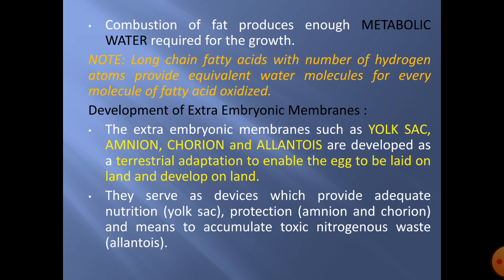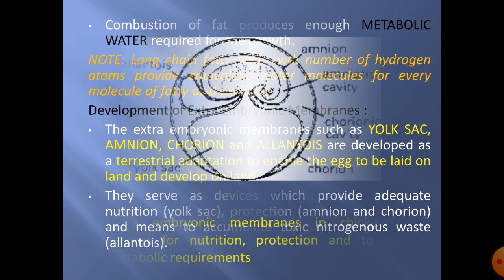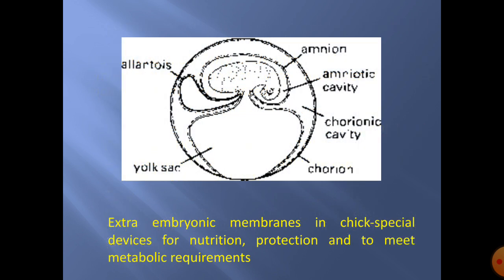For example, the yolk sac assists in nutrition. Amnion and chorion take care of the young one's protection and respiration. And allantois is a bag meant to collect toxic nitrogenous waste product. So, development of extra embryonic membranes is a special device for nutrition, protection and to meet the metabolic requirements of the developing young one. It is an important adaptation seen in cleidoic eggs.